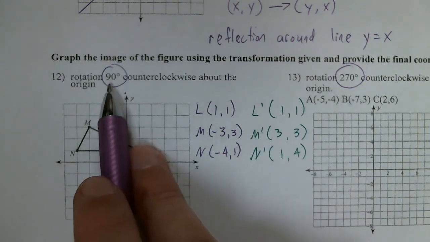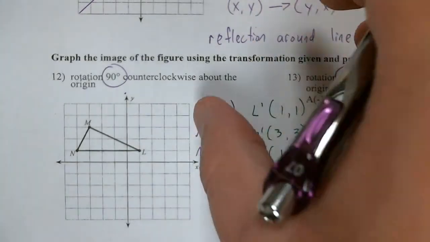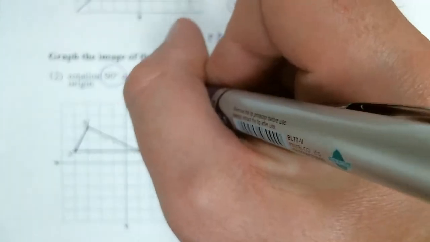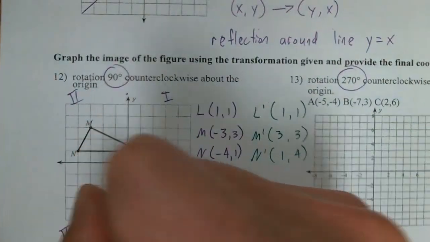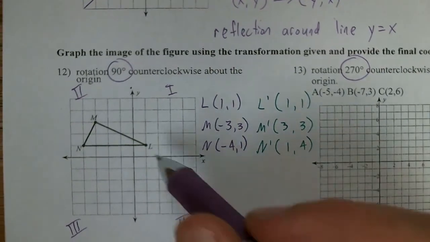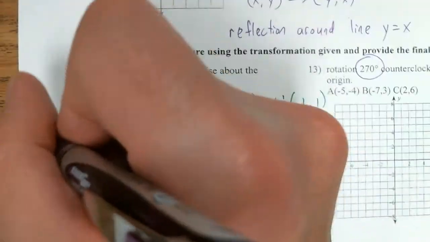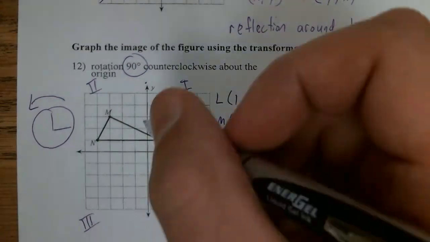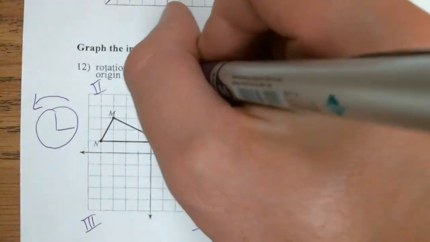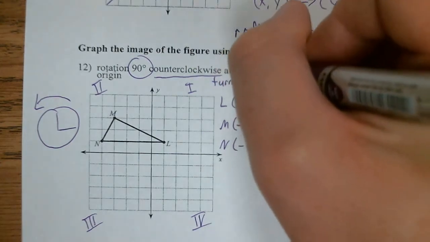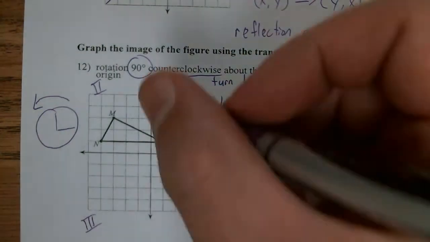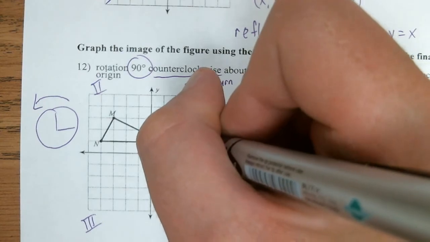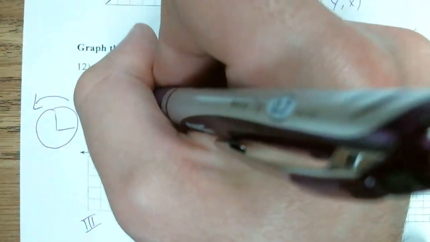Let's take point L. If I rotate 90 degrees counterclockwise, I think about turning a doorknob, right? The reason we're going counterclockwise is because that's the way these quadrants are numbered. When you think about counterclockwise, you literally think about a clock. I'm going that way. I'm going to take each of these points. It's like I'm turning it one quadrant to the left. So I like to underline this and say I'm turning to the left. If I take this point and turn to the left, I'm in quadrant 1.